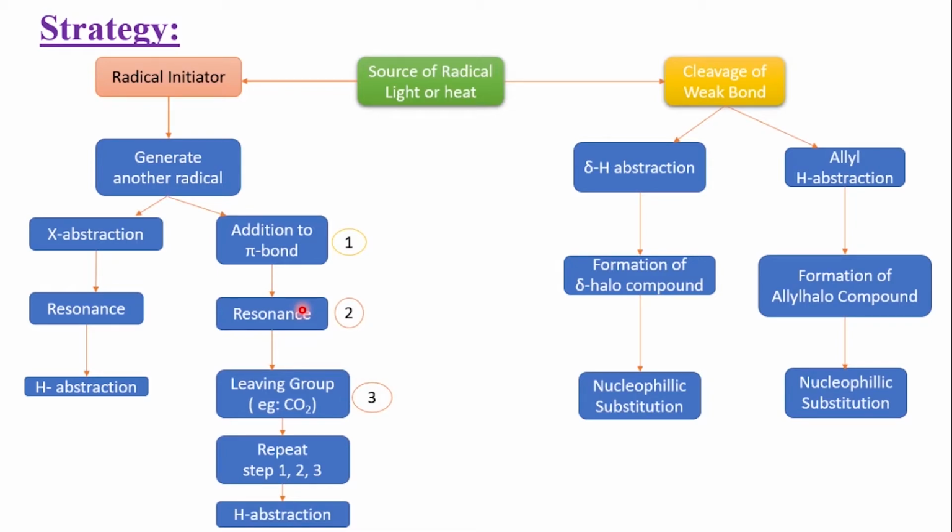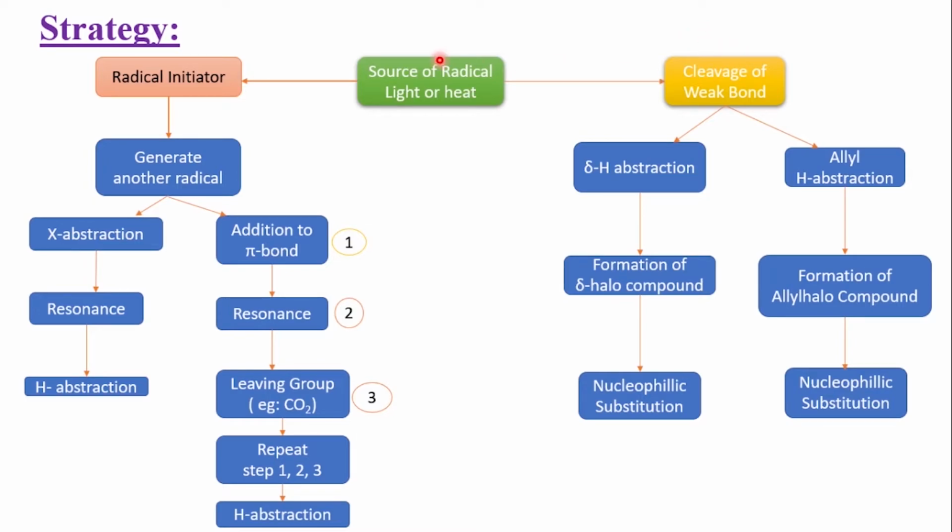If resonance is there in the compound, we have to identify the leaving group possibility. If a leaving group possibility is also there, we have to check again. After that leaving group leaves, some radical will form. This radical will again undergo addition to a pi bond or not. If there is a possibility of addition to a pi bond, we have to repeat these three steps. After repeating these three steps, the new radical will undergo hydrogen abstraction.